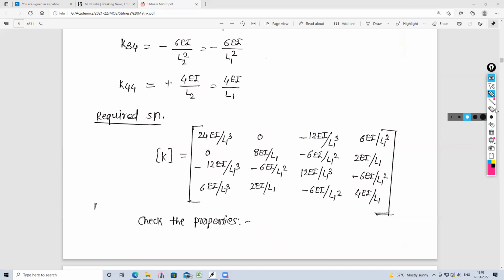And the third property is that the elements lying on the leading diagonal are positive. That is K11, K22, K33 and K44. It is always positive. Now here in this diagonal, all the elements are positive. So therefore, the generated stiffness matrix is a correct one.